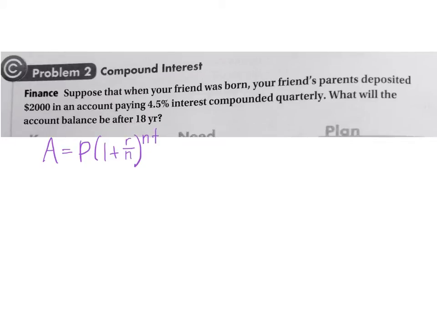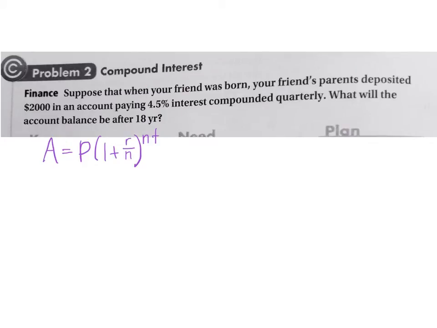And we're going to do this problem with the compound interest formula. So I've got my R that I need to change to decimal. I've got my P. And I've got my T. Where's my N?